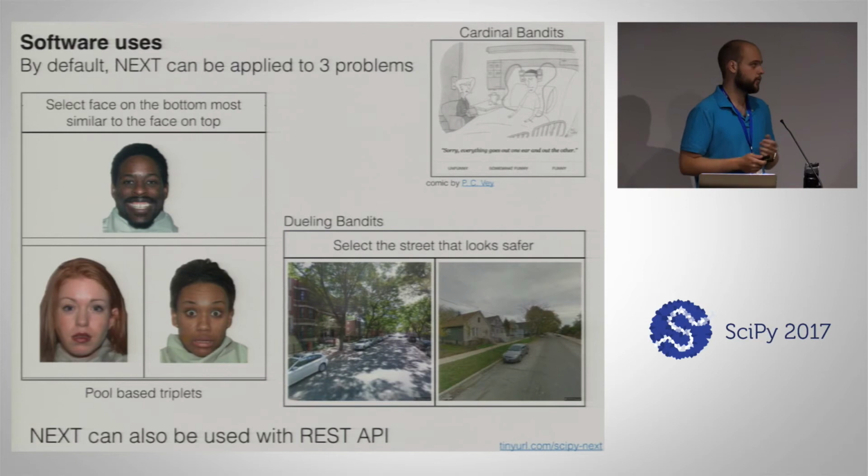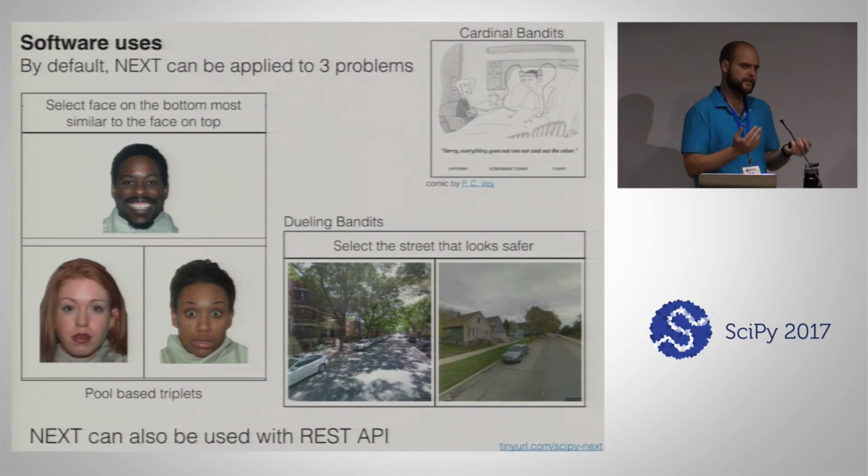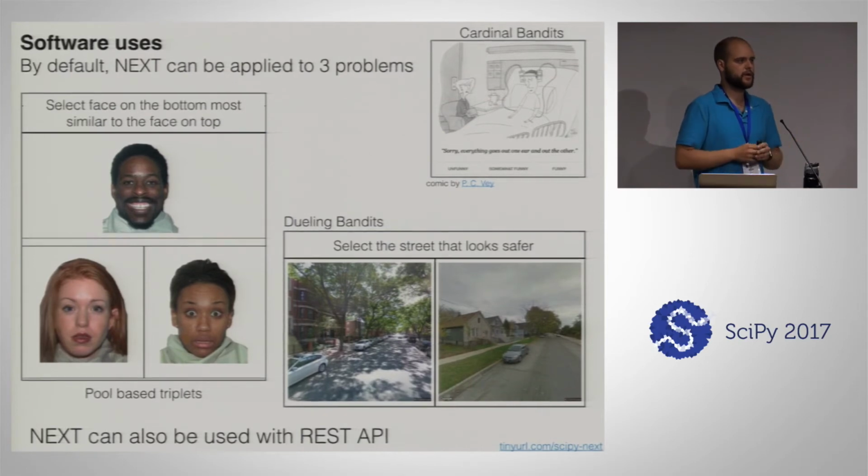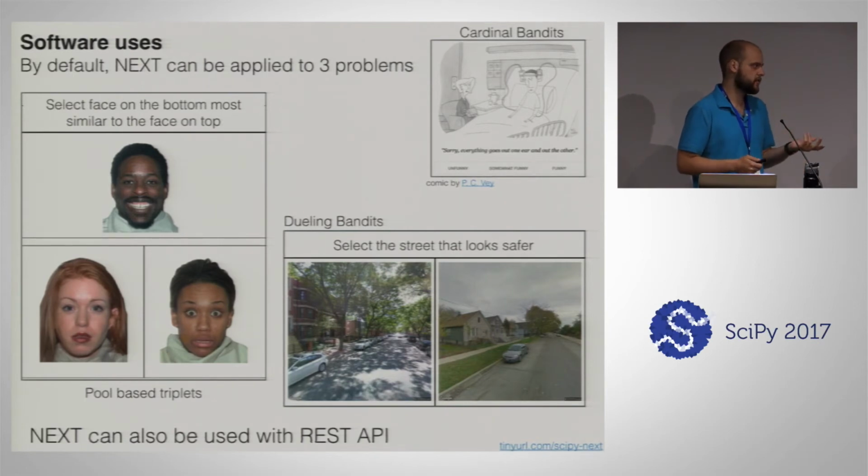The third application we support, and the one that was the motivation for this entire software, is generating some similarity measure over some low-dimensional space. To do this, we ask how similar different objects are. So we say, which of the bottom 2 objects is more similar to the top object? So if you thought this face was more similar to this face than this face, you would select this answer to say that these 2 are more similar. All right, so those are the three applications that we provide by default. I should also mention that NEXT can also be used through a REST API. This is how the New Yorker interacts with our system.